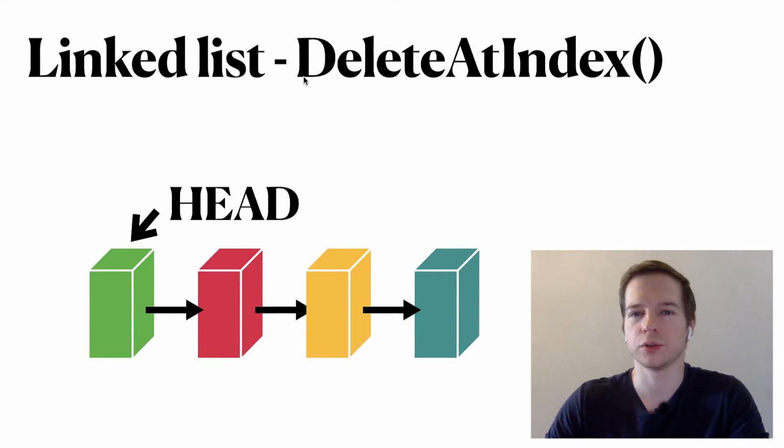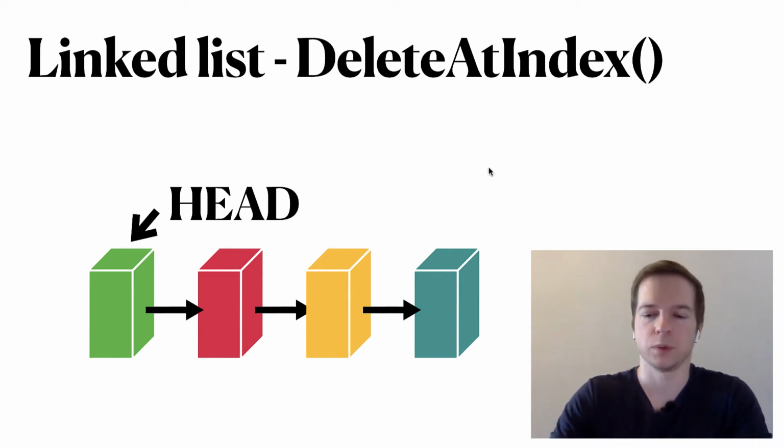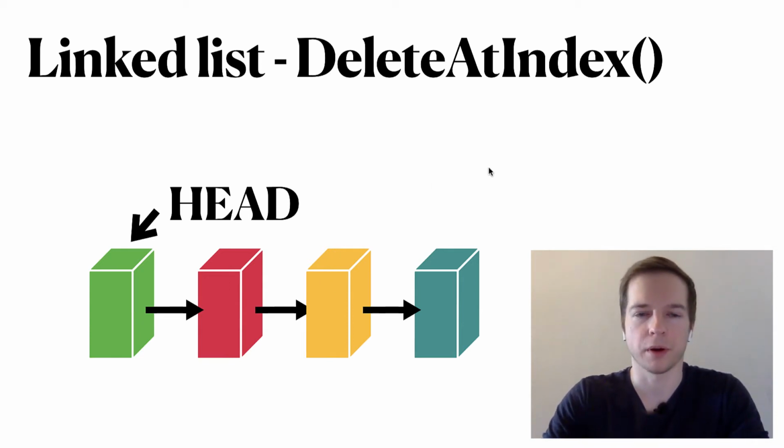Another method we should cover is delete at index. So imagine we have a linked list with 4 elements, head pointing at the first one, of course, and then we're gonna delete the second element, I mean the index 2, because it's like the third element. We have zero-based indexes, as you remember.